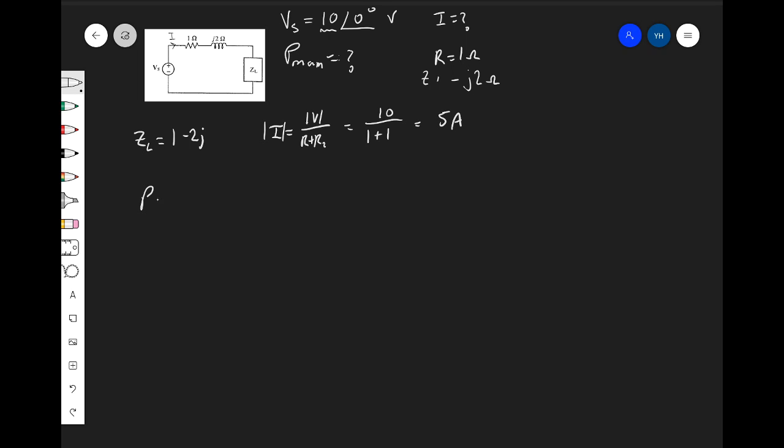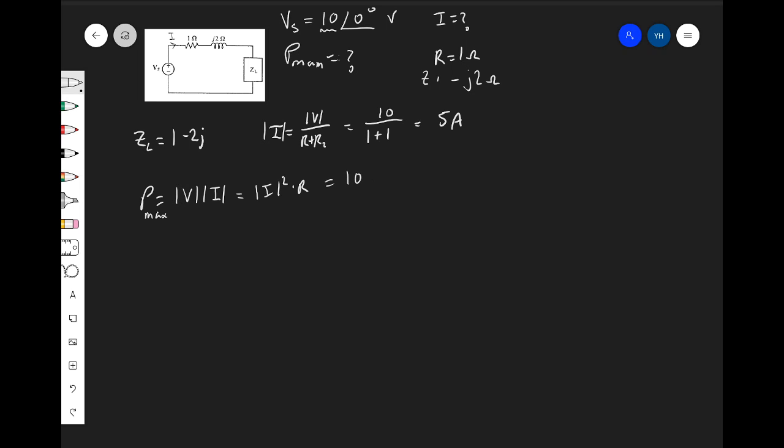Now, there are two different power equations that we can use for maximum power. Power can either be solved using the amplitude of the voltage multiplied by the amplitude of the current, or it could also be solved by the amplitude of the current squared times the resistance. If we use either, we will get the same answer.